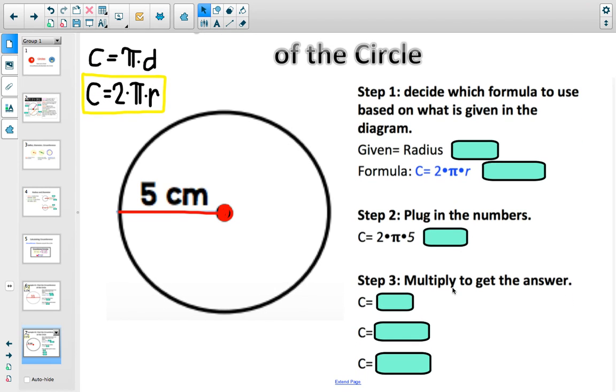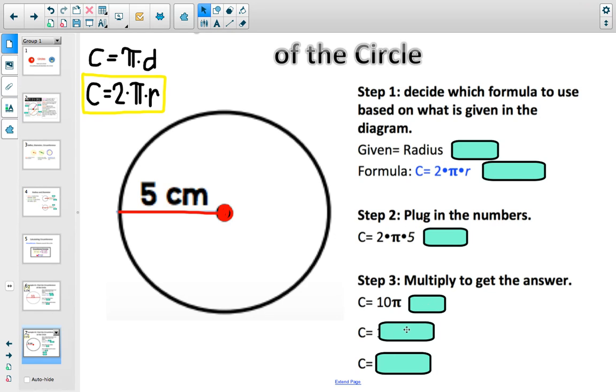Now we need to multiply to get our answers. So if you had a calculator, you could just plug this into your calculator to get your solution, but I'm going to show you the steps. So for the first step, you'd want to multiply the two numbers together that you see here, the 2 and the 5. So 2 times 5 is 10, and then we still have the pi though. We can't just eliminate the pi. So now we have 10 times pi. And again, I got the 10 by multiplying 2 times 5.